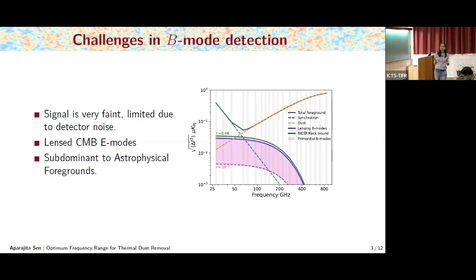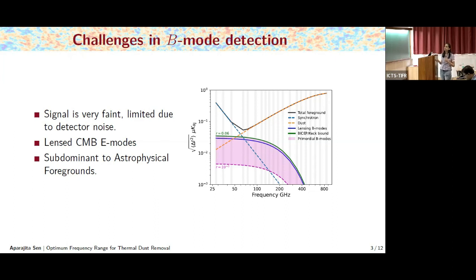The second limitation is the lensed CMB E modes. The E modes get lensed and they contribute as a noise to this primordial signal. And the third challenge is that the B mode signal is subdominant to the astrophysical foregrounds that are present in the microwave range. So this is what my talk will focus on more.